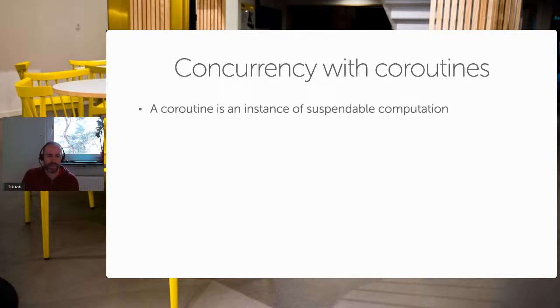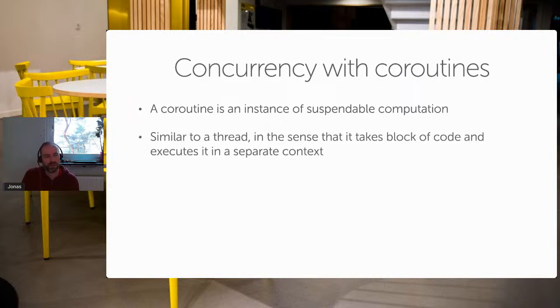You can say it's an instance of a suspendable computation, which basically is a function that does some work in the background. You can compare it to a thread in the sense that it takes a block of code and executes it in a separate context. But each coroutine doesn't create an actual thread. So we call them lightweight threads, because the system can then make sure that whatever threads are available, they take turns in running the coroutines.